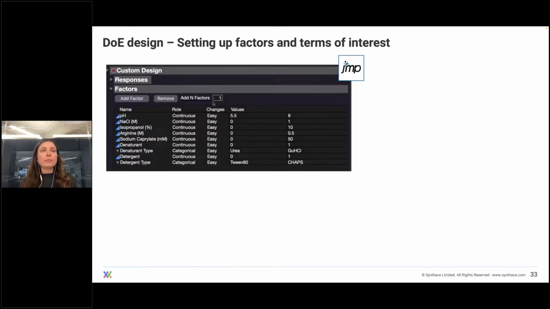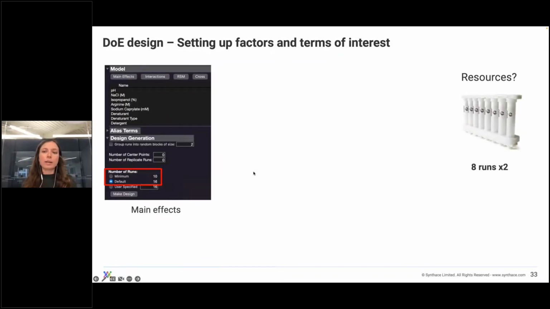So here I'm showing you the interface of the JMP statistical software. We have simply added in all our factors and specified what type of factor they are and what levels they're at. Next, we want to begin defining what are the terms of interest to us. So what are we actually looking to get out of this experiment? In this instance, I've defined the main effects only. So we're looking at simply which factors have an effect on our response, if any.